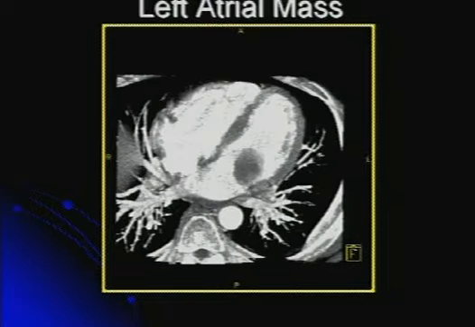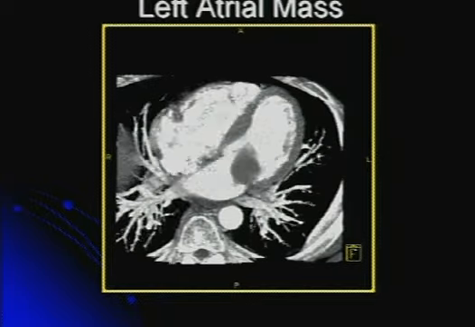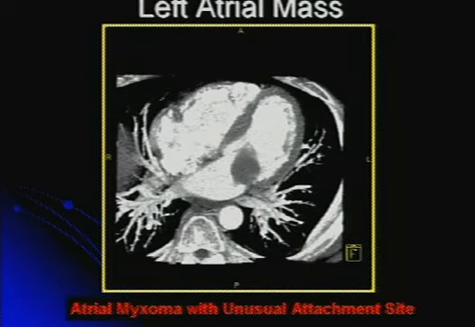And this is another patient with a left atrial mass who underwent CT imaging to better delineate the attachment site of this mass. This was found to be a left atrial myxoma with just an unusual attachment site, since myxoma is often attached to the septum. This one was attaching to the left atrial free wall. And there was no involvement of the mitral valve leaflets.